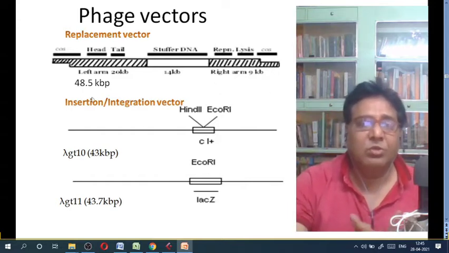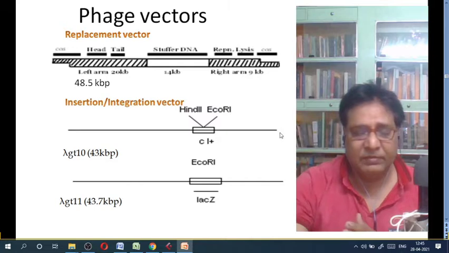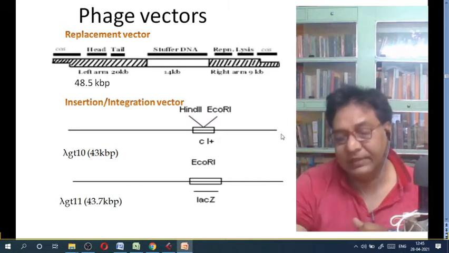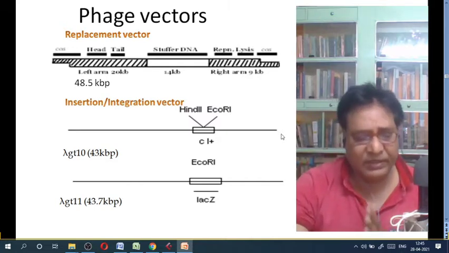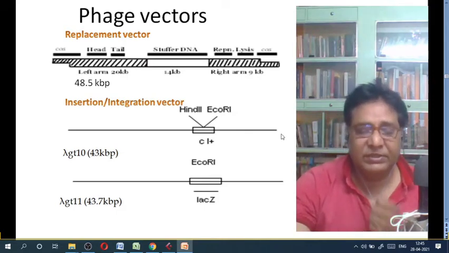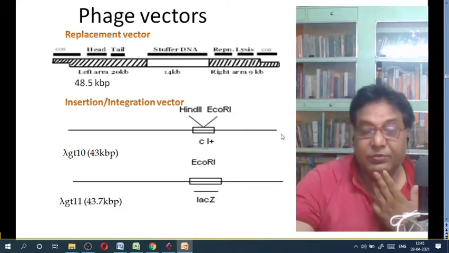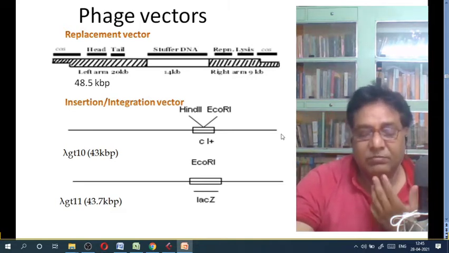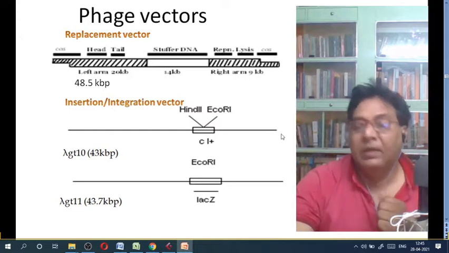So the cos to cos distance will automatically be, if the insert size is about 9 to 23 kb, which has been given in the textbooks and literature, that it may range from 9 to 23 kb. But I am considering it a little bit, maybe 12 kb to 20 kb, say.